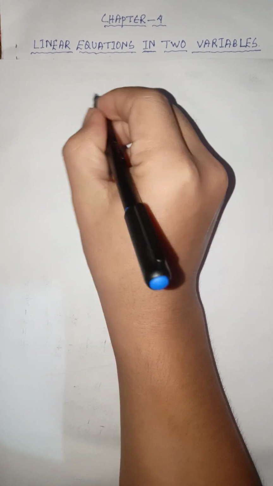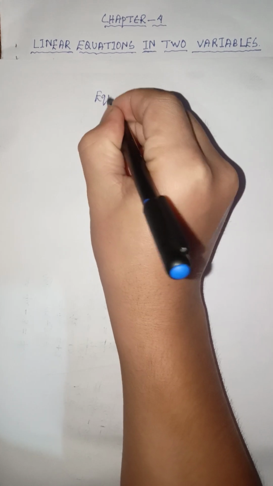Today we will explain class 9 maths chapter number 4, which is linear equations in two variables. Now, in order to understand this, the first thing that we need to know is the equation. Let us define equations and then we'll proceed. Let us write here: equation.